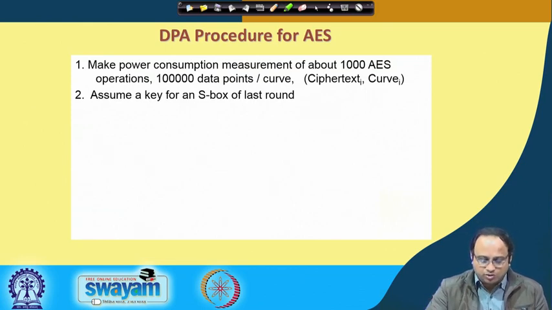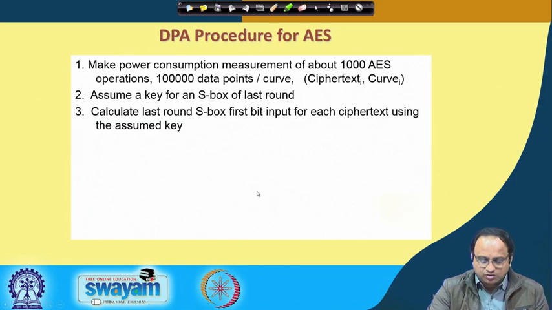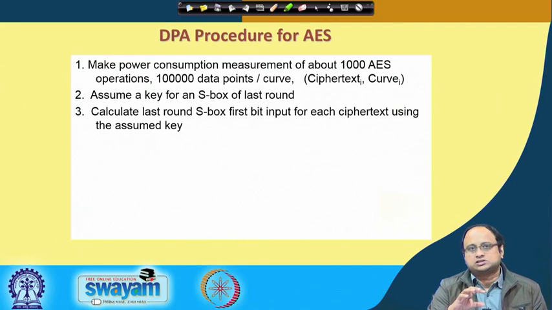Now when you guess that, you can calculate the last round's input bit for each ciphertext using the assumed key. Note that you are observing the last round S box, and as we will see later, you have the selection function which determines this. In the last round there are 16 S boxes, and you target any one of these S boxes, depending upon your diffusion function. Once you target that S box, you know that there are 8 bits going as an input to the S box. So your target bit can be any one of them.